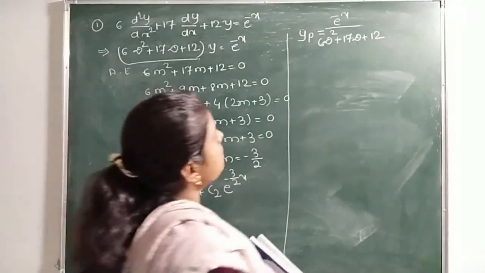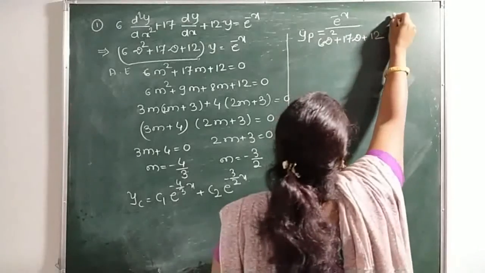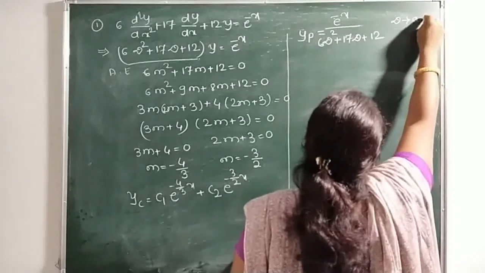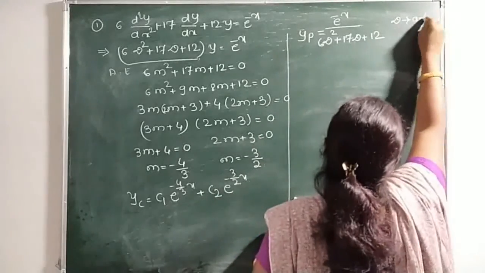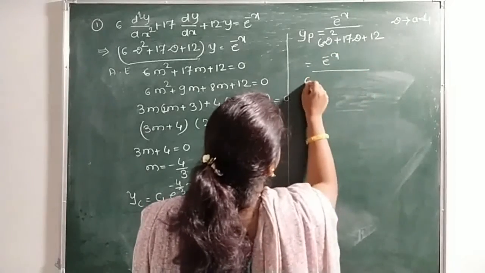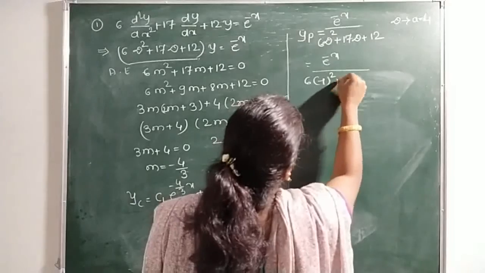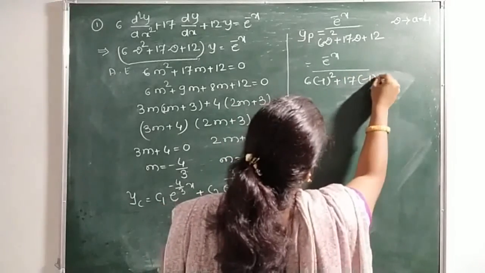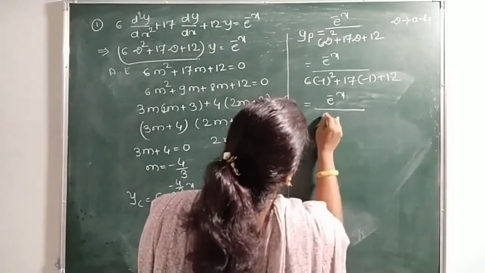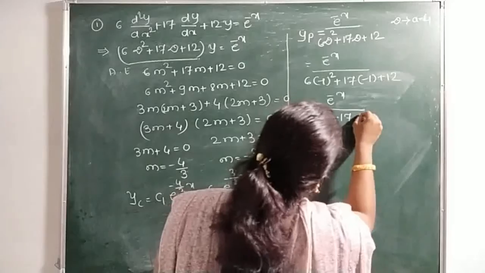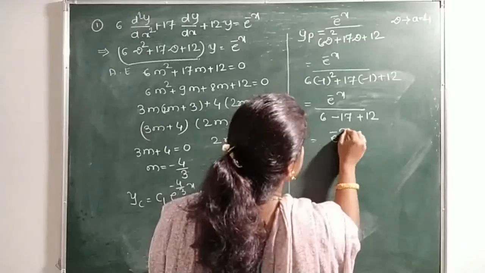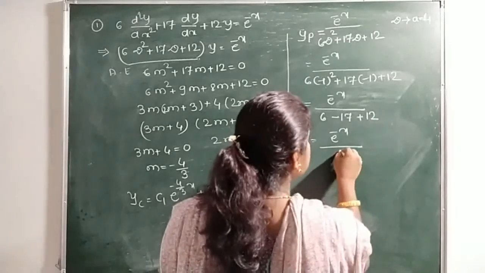After writing this, you have to replace e to the power ax. What is a here? A is minus 1. That minus 1 you have to replace in the place of d. 6 into minus 1 whole square plus 17 into minus 1 plus 12 is equal to e to the power minus x. 6 minus 17 plus 12 is equal to e to the power minus x. 18 minus 17 is 1.